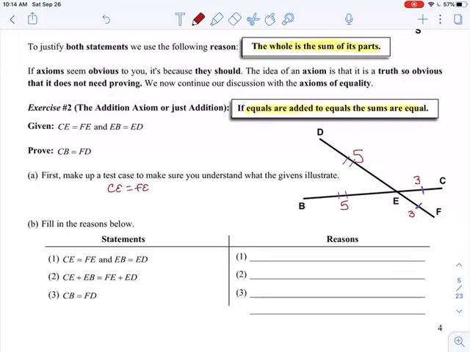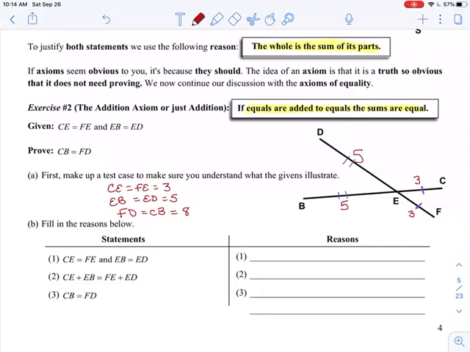All right, so if CE is equal to FE, and they both equal 3, and EB is equal to ED, they both equal 5, then the whole segment FD would have to be equal to the whole segment CB, and those would be equal to 8. That's really what we're doing in this proof right here. We're proving that equals added to equals are equal. The sums will be equal. So if you have two things that are equal and you add on equal things to each of them, then that sum also has to be equal.